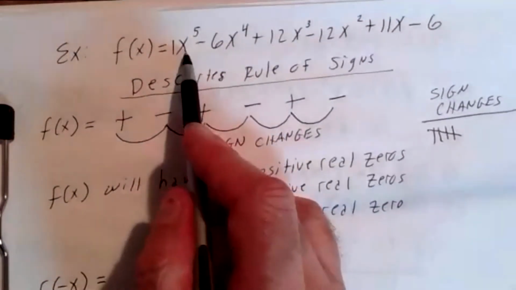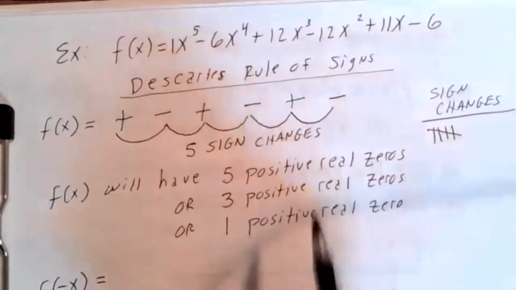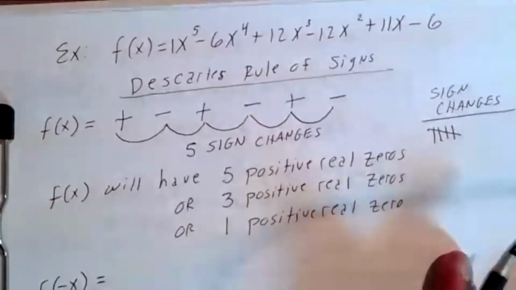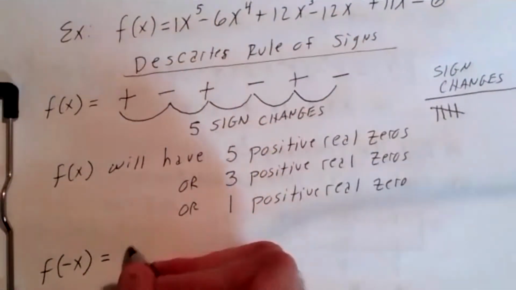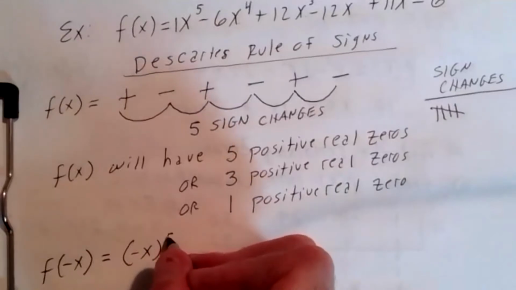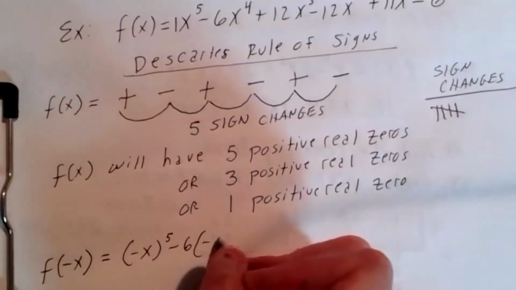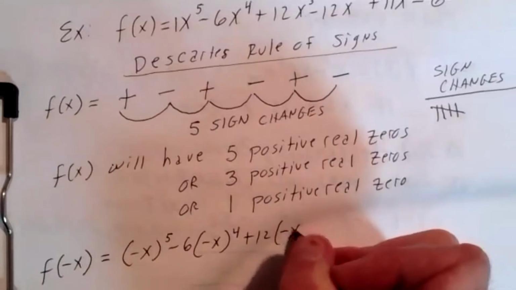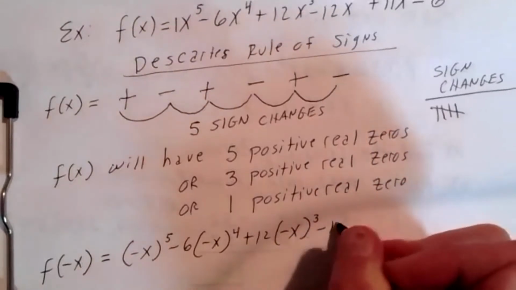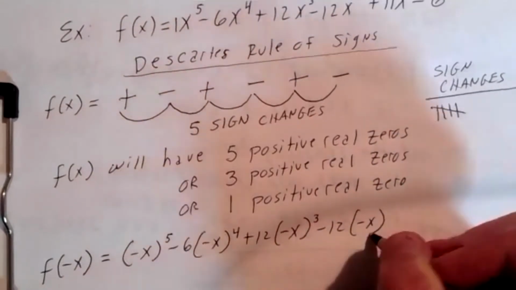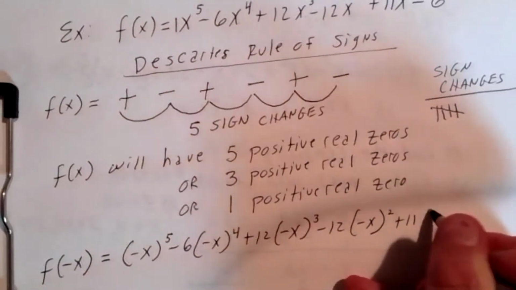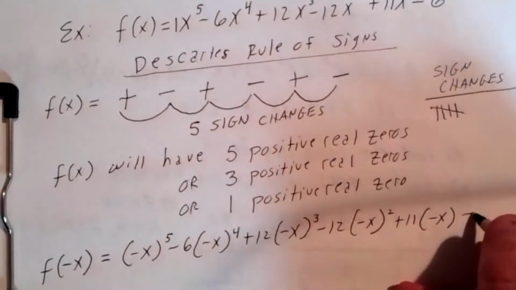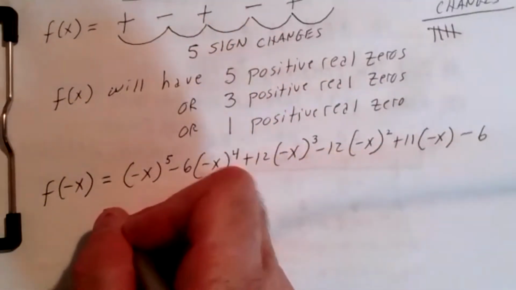So we put negative x in here, here, here, and here. Simplify, and then we'll count the sign changes again. So I have negative x to the 5th minus 6 times negative x to the 4th plus 12 times negative x cubed minus 12 times negative x squared plus 11 times negative x minus 6. All right, let's simplify after having made this substitution.